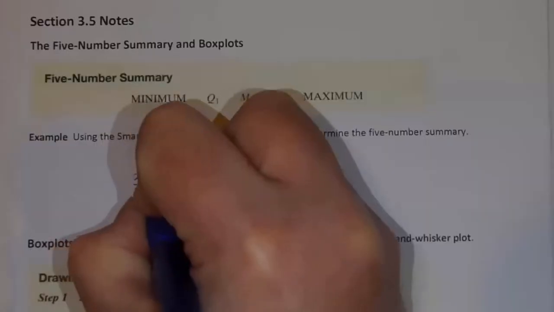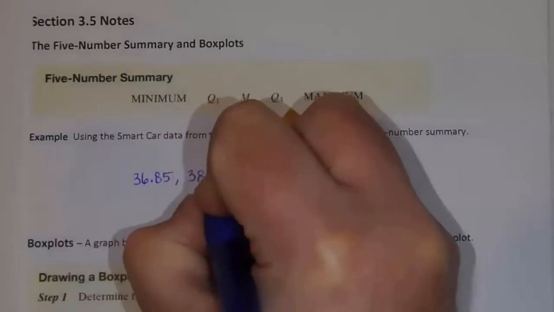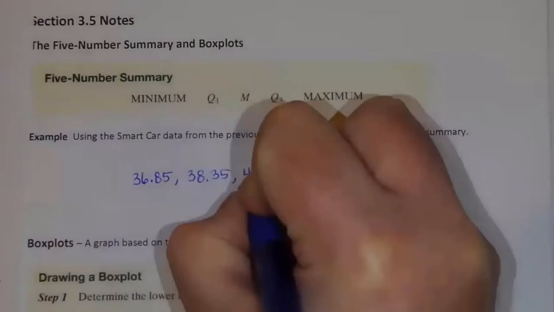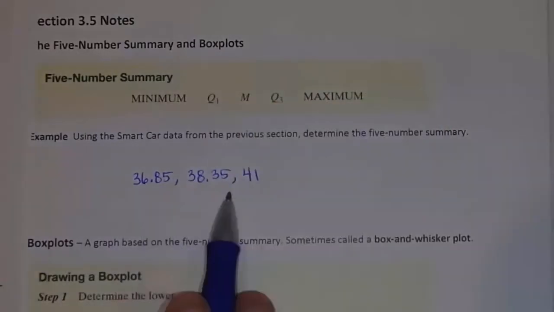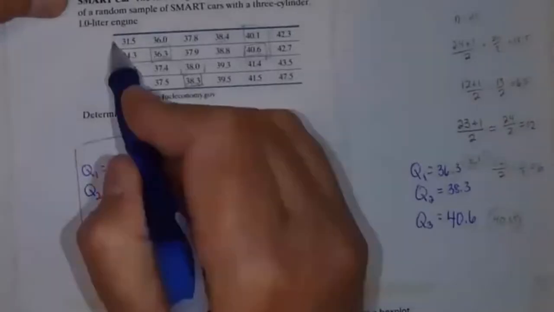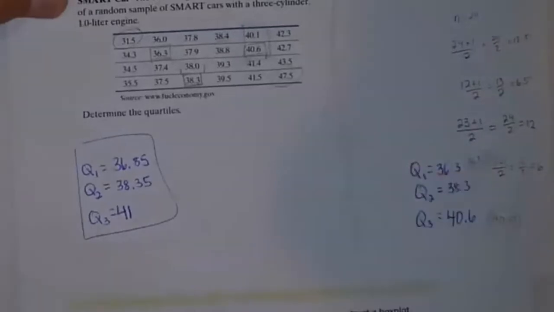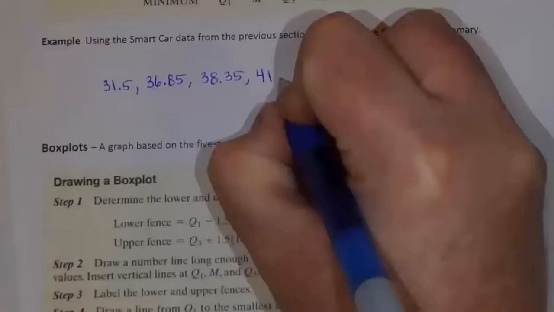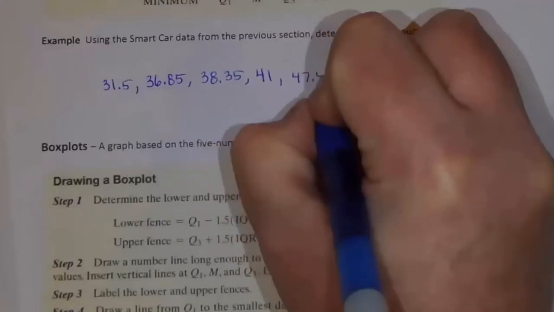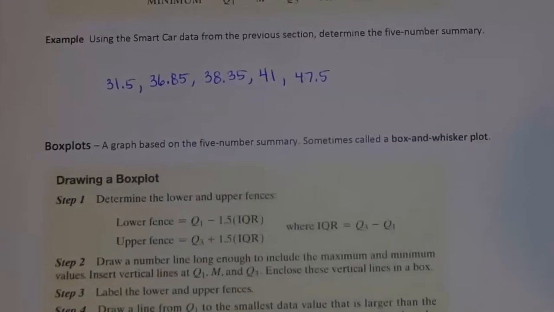So 36.85, 38.35, and 41. Those were the 3 quartiles. If I put with those the smallest data value, which was 31.5, and the largest data value, which is 47.5, then that gives me the 5-number summary. So the smallest data value, 31.5, and the largest data value, 47.5. Those 5 numbers give us the 5-number summary.